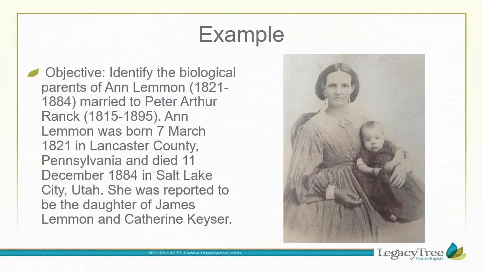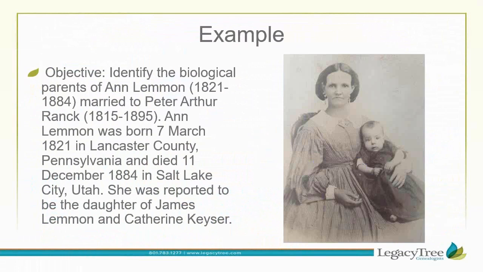To demonstrate this principle, I'm going to go through an example from my own family tree. An objective that I've had for a long time has been to identify the biological parents of Anne Lemon, who married Peter Arthur Rank. Anne Lemon was born on 7th of March, 1821 in Lancaster County, Pennsylvania. She died 11 December, 1884 in Salt Lake City, Utah.